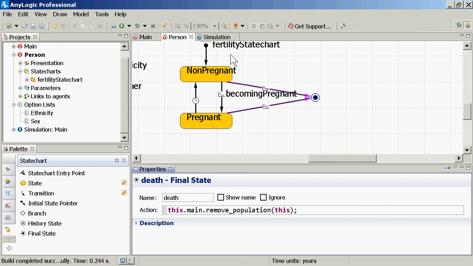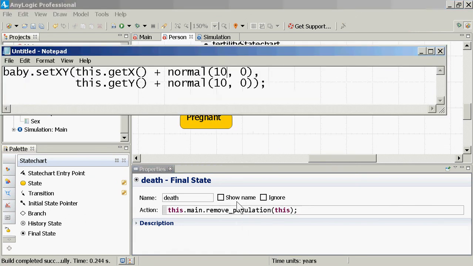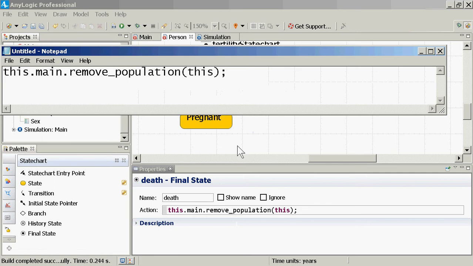Okay. So we removed the population. Should we run this? Ladies and gentlemen, do you want me to put that up on the big screen? Okay. There we go. The rate is the same for the non-pregnant and pregnant, right? That's right. No, men can be non-pregnant. Only women can go to the pregnant state, but men can be non-pregnant.